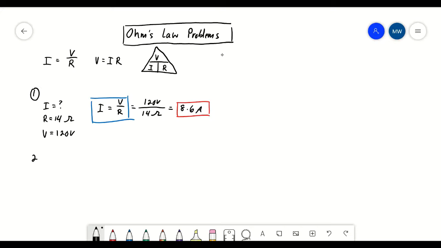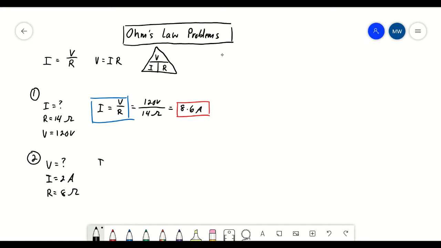And we're going to move on to number two. So for number two, we're asked to find the voltage, so V is our unknown, when we have a current of 2 amperes. Let me just fix that, we need an equal sign here. 2 amperes, capital A for amperes. And for this one, there is a resistance of 8 ohms.